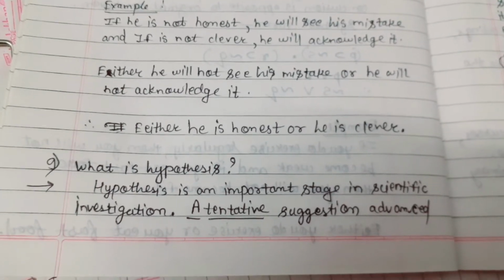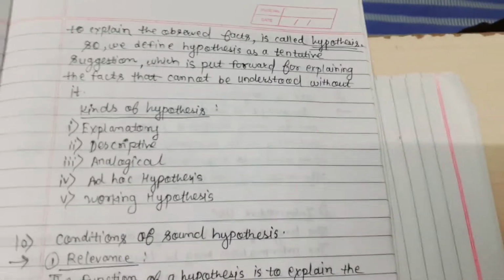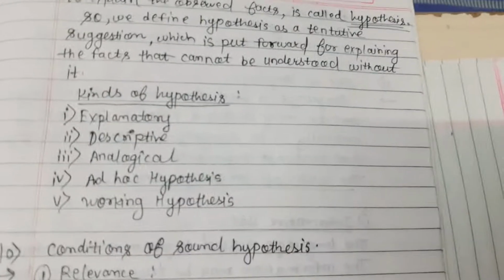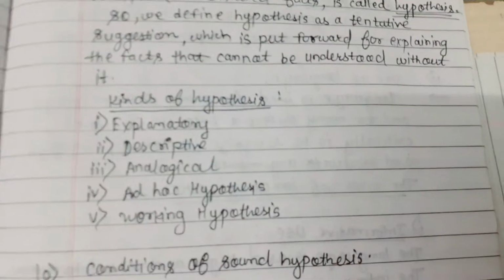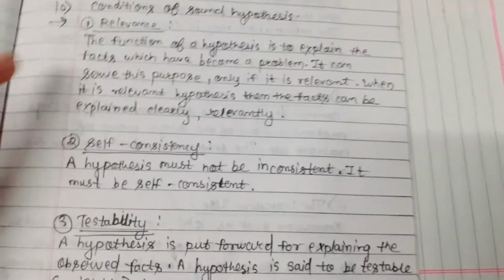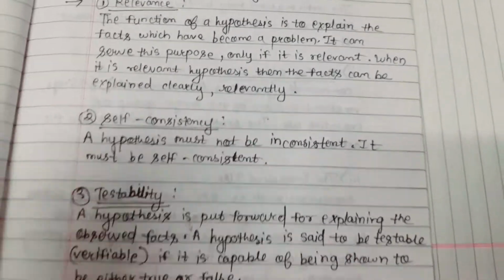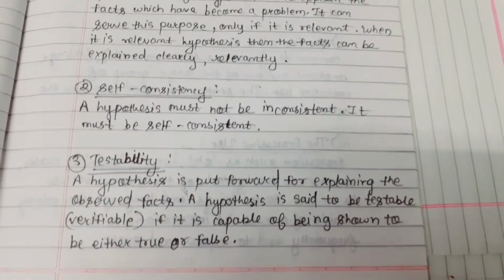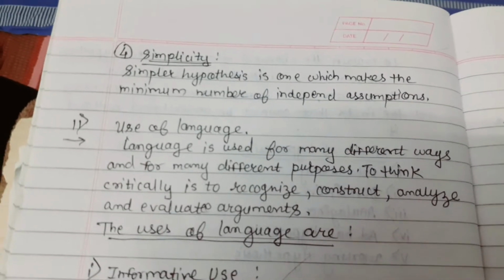Next is what is hypothesis. Then kinds of hypothesis: explanatory, descriptive, analogical, ad hoc, and working. Then conditions: relevance, self consistency, testability, simplicity.